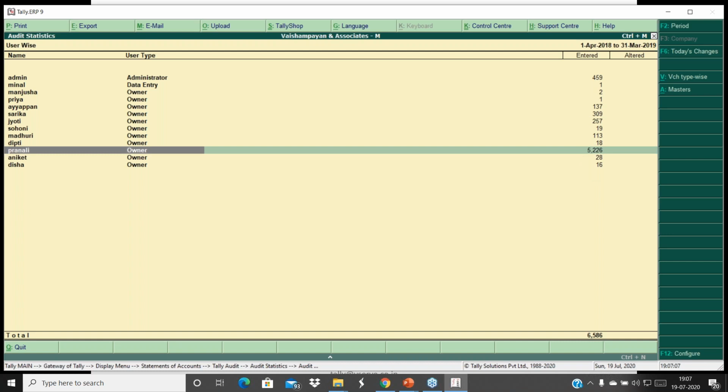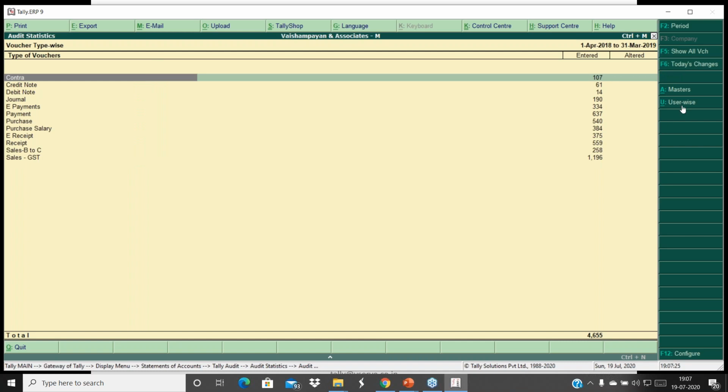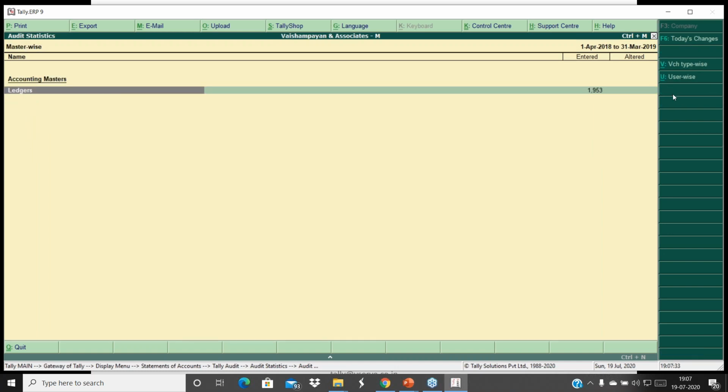Now when you're doing an audit, it becomes very essential for you to know whether proper user creation has been carried out and who are the users who have actually been doing the data entry and entering the transactions. You can show this voucher type wise or user wise. Similarly, you can see masters as well.